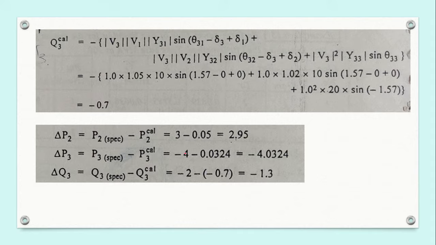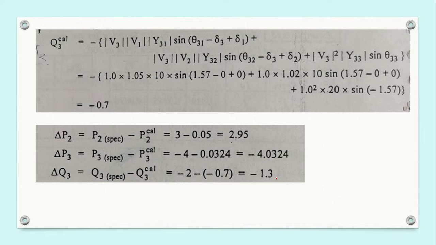Our specified values are in megawatt and MVAR. By dividing the actual value by base values, convert those values into per unit. So we will get delta P2, delta P3 and delta Q3.